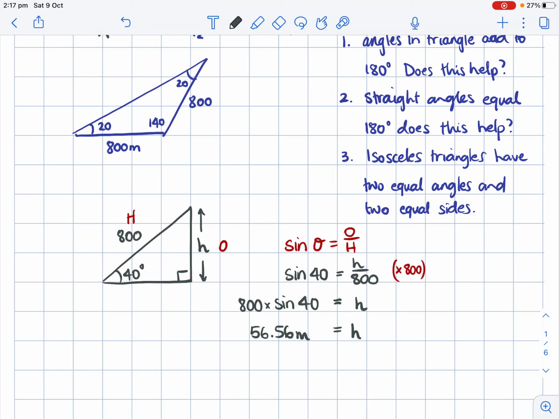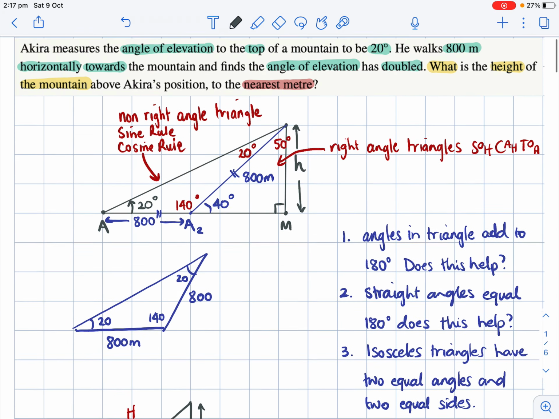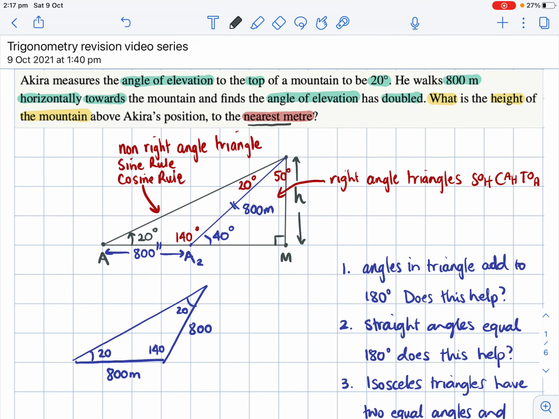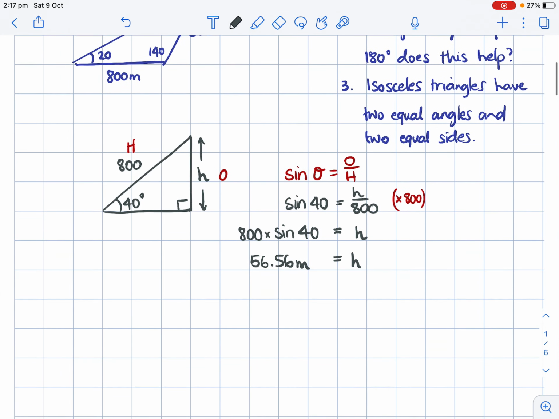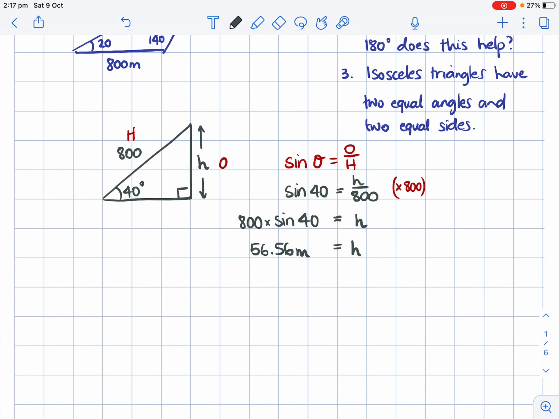Right, this is a great point to reread the question and make sure you haven't left out anything that's really important. So let's go back and notice I highlighted this nearest meter right at the beginning. So rereading the question, yes, I've used the angle of elevation. Yes, I've found the height of the mountain, but I haven't answered to the nearest meter. Excuse my phone ringing. So let's now just simplify that. Round off to the nearest meter. This will be closest to 57 meters. And I've got the height of my mountain.